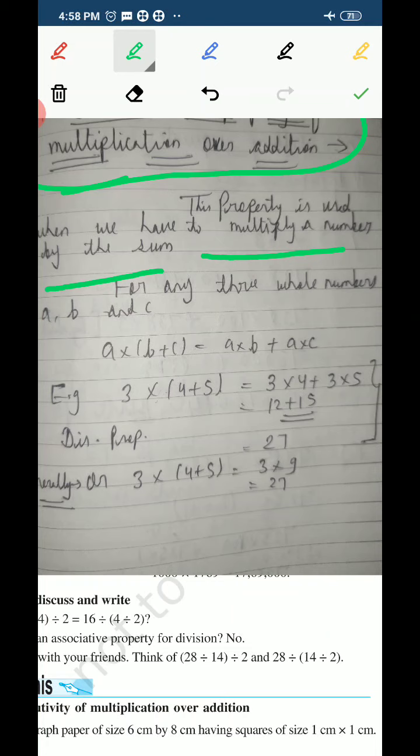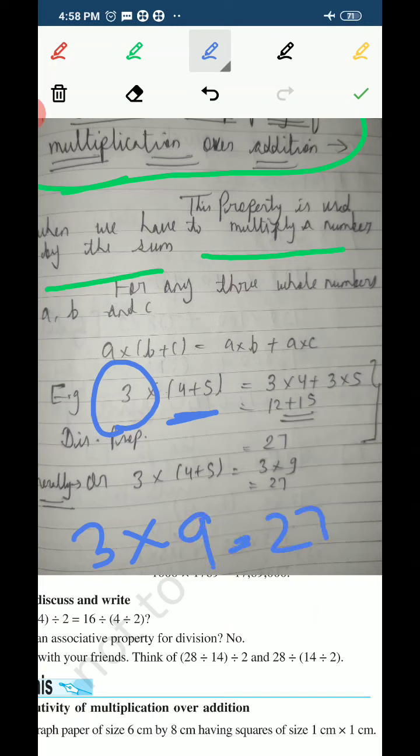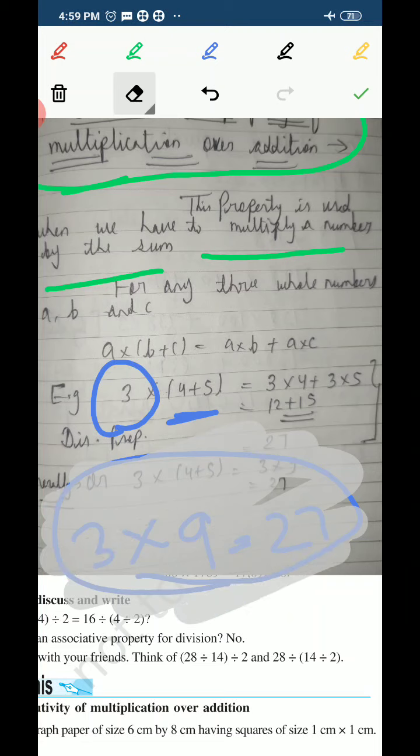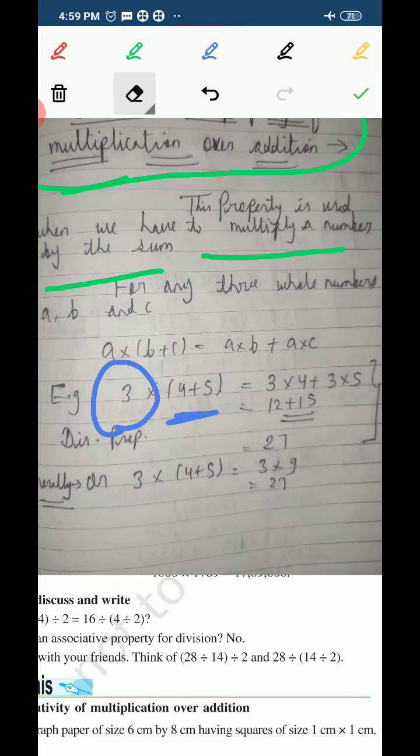Suppose we have the sum of two numbers 4 and 5, and we have to multiply this sum with 3. There is a way that we can multiply 3 into 4 plus 5, that is 9, that is 27. But this is not the distributive property. The distributive property says that you have to do the distribution of multiplication over addition. How? In this way. So 3 into 4 plus 5.